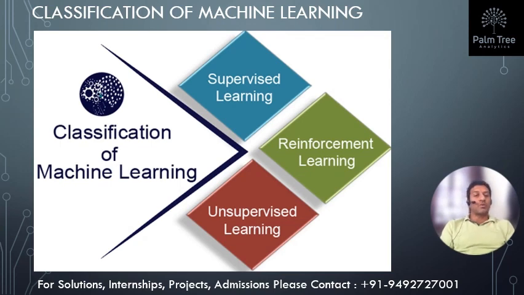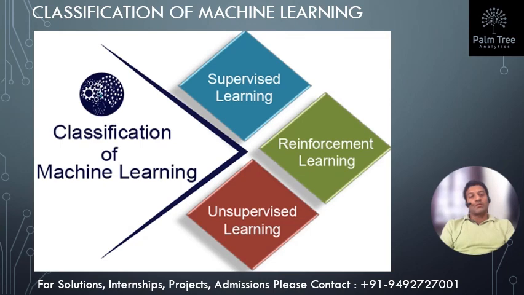Now we go to unsupervised learning. Unsupervised learning is a learning method in which the machine learns without any supervision. We don't know what the label is, but we have to derive the labels using some methods. The training is provided to the machine with a set of data that has not been labeled, classified or categorized, and the algorithm needs to act on the data without any supervision.